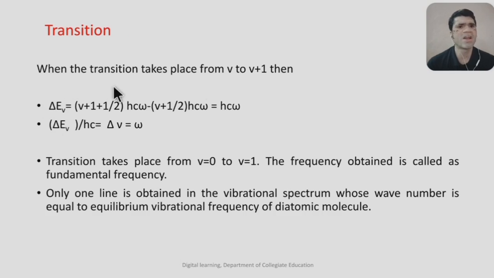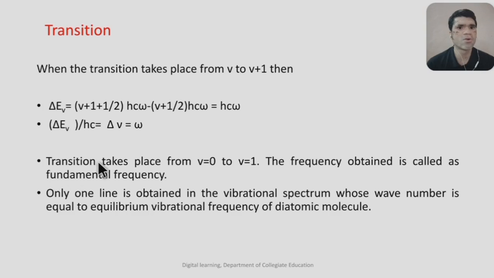Transition. When a transition takes place, the molecule jumps from V to V + 1. The difference in energy is given by ΔE = (V + 1 + 1/2) hcω minus (V + 1/2) hcω. Here the 1/2 cancels out, so this will be only hcω. And ΔE by hc is equal to Δν, that is ω.